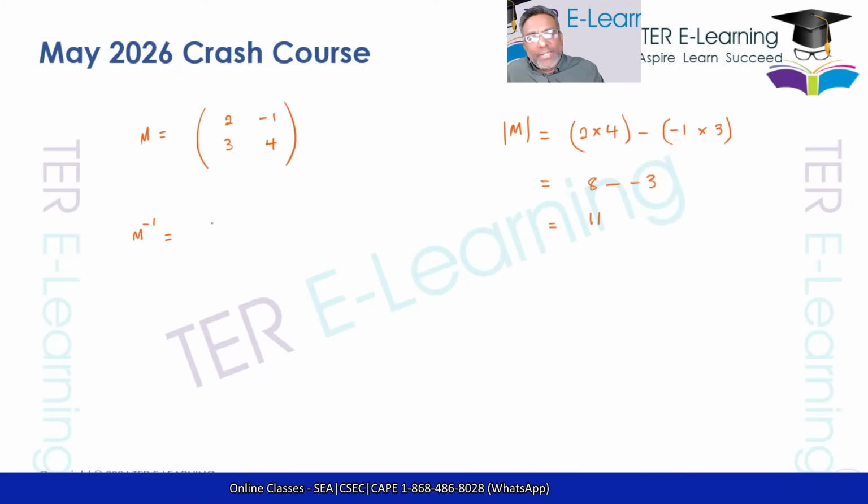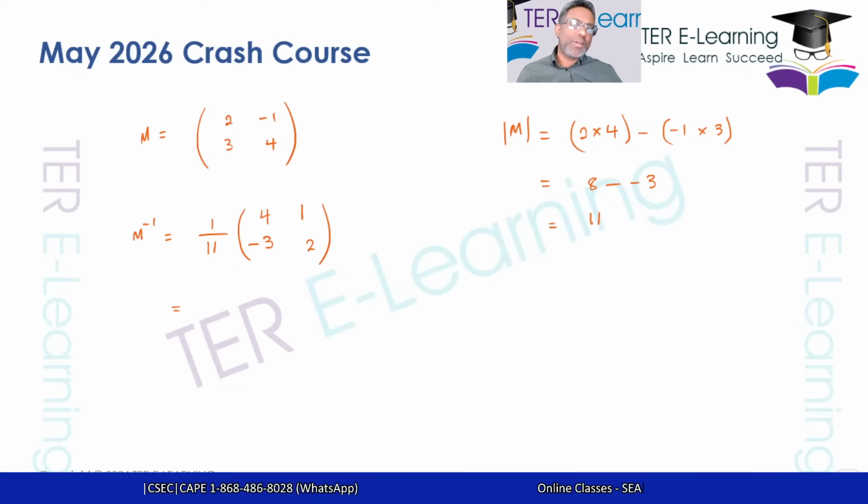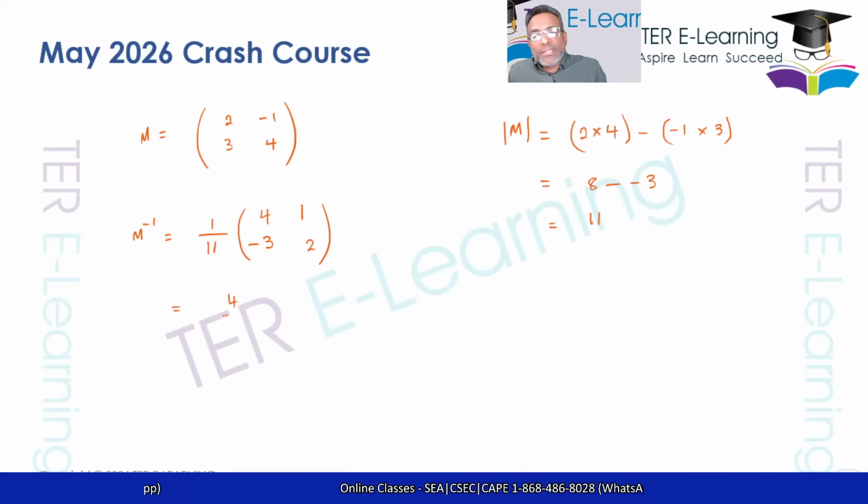Now if I want to write down the inverse, you're going to put 1 over 11. And we need to write down the adjoint of the matrix. So you're going to swap the position of the 4 and the 2. And you're going to put a minus sign in front of the negative 1. So this will become positive 1. And this here will become negative 3. Now if CSEC just asks us for the inverse, what you should do is multiply this out. So the final answer will be 4 over 11, 1 over 11, minus 3 over 11, and then 2 over 11. Okay? So that's going to be our inverse of this matrix here.